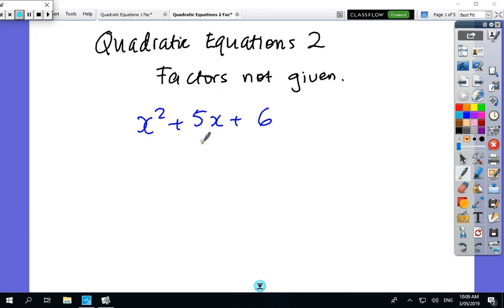Okay, so in the last video, or the first video on quadratic equations, the factors were given. In this video we're going to do where the factors aren't given.